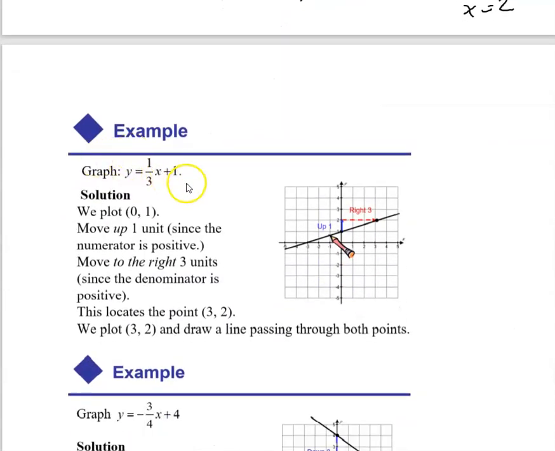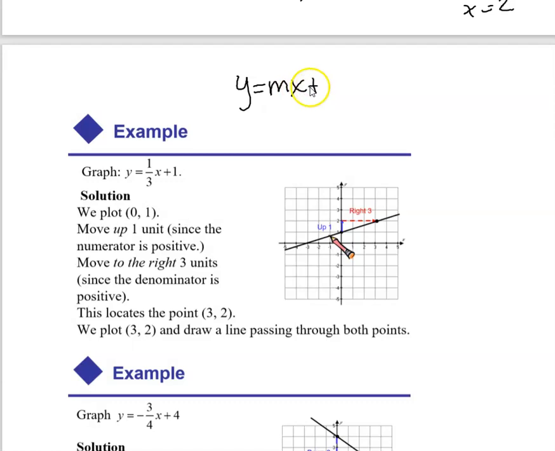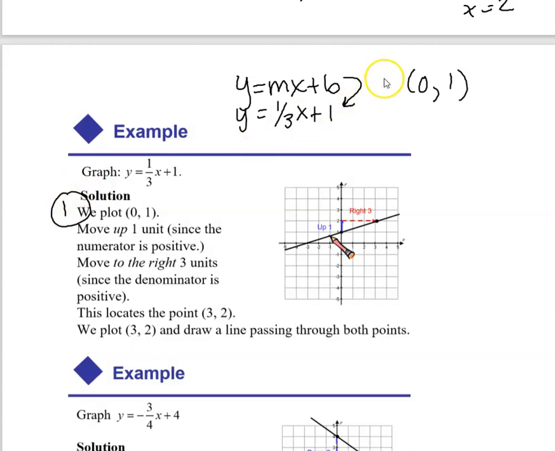Okay, graph y equals 1/3 x plus 1. Remember that y equals mx plus b is the slope-intercept form, and I'm recognizing the fact that this is in that form. So I already know that b is 1, so that y-intercept would be 0, 1. So that's your first step. That's what you want to do first. Right? We want to find the y-intercept, and we want to plot that. So plot y-intercept. So we go to 0, 1, plot that point.